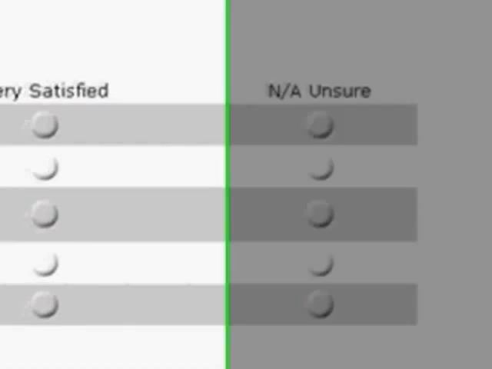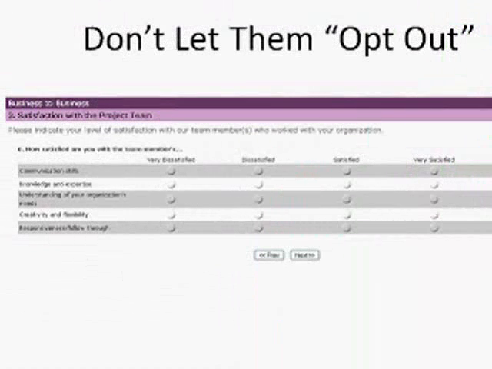Well, there are 2 ways to avoid this problem. Number 1, in some surveys you can program what we call a skip pattern. Let's say you're going to ask your customers how satisfied they are with a particular product. Instead of putting not applicable as an option, ask a question first that says, did you buy this product? Everybody who says yes gets a satisfaction question. Everybody who says no skips out of that to the next question. That's why we call it a skip pattern.